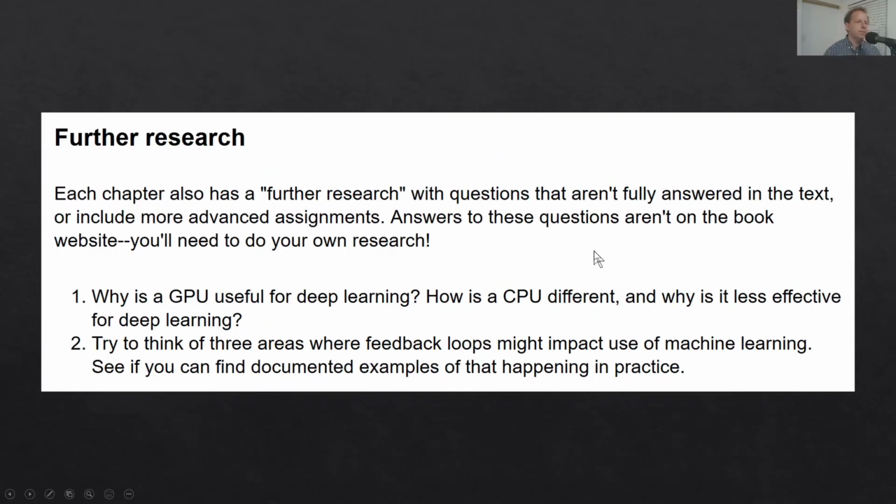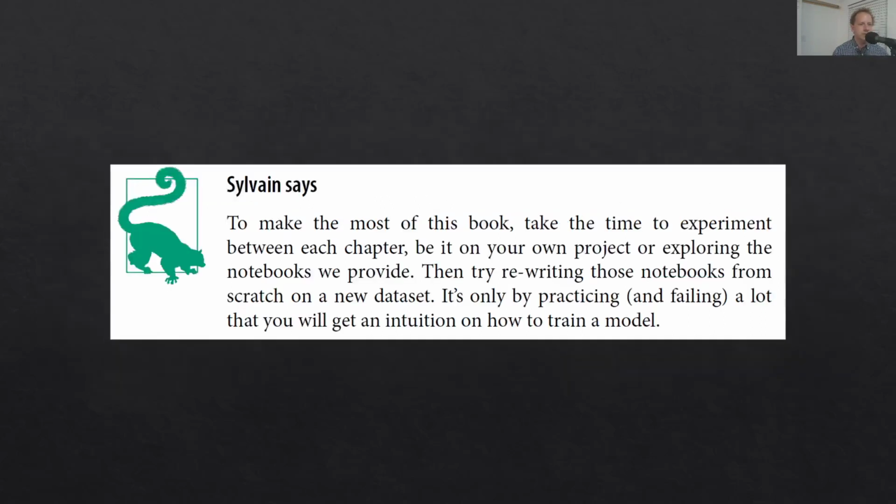There's also a further research section after each questionnaire. For the first couple of chapters, they're actually pretty simple. Hopefully they're pretty fun and interesting. To answer the question, it's not enough to just look in the chapter. You actually have to go and do your own thinking and experimenting and Googling and so forth. In later chapters, some of these further research things are pretty significant projects that might take a few days or even weeks. So check them out, because hopefully they'll be a great way to expand your understanding of the material.